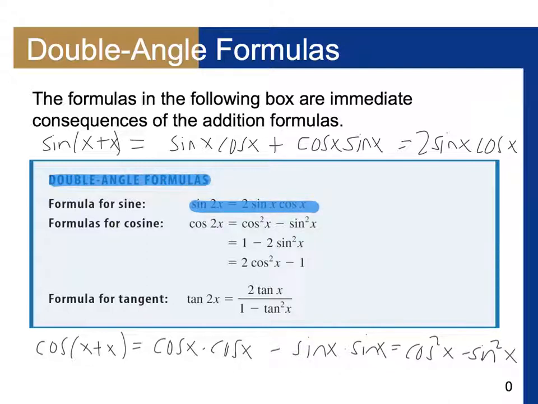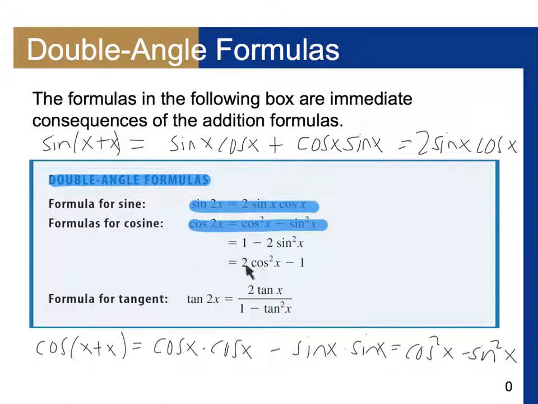For cosine, similarly, we can do the same thing. Now we're doing a sum formula for cosine. Remember, we take cosine of the first times cosine of the second minus sine of the first times sine of the second. Well, the first and the second are the same. So this is just cosine squared of x minus sine squared of x. So that's how we get that other formula for cosine. So cosine of 2x, which is the same as cosine of x plus x, is cosine squared minus sine squared.